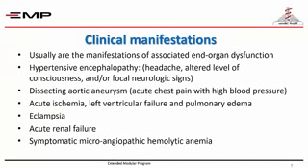Its manifestations are usually the manifestations of associated end organ dysfunction, like hypertensive encephalopathy manifesting by headache, altered level of consciousness and/or focal neurological signs, manifestations of dissecting aortic aneurysm like acute chest pain with high blood pressure, acute ischemia, left ventricular failure and pulmonary edema, eclampsia, acute renal failure, and symptomatic microangiopathic hemolytic anemia.